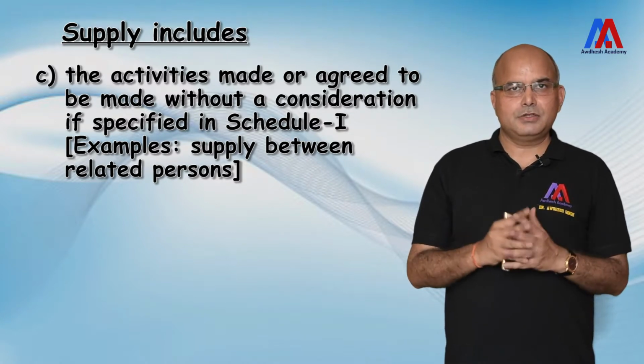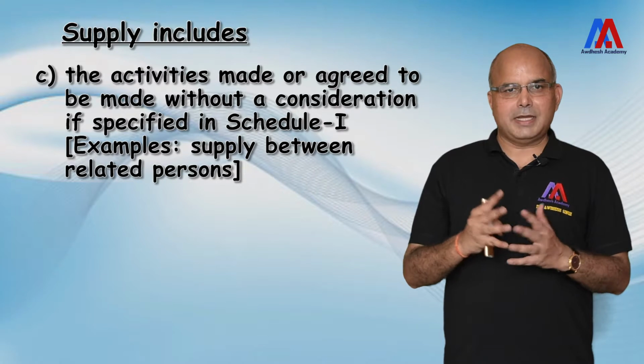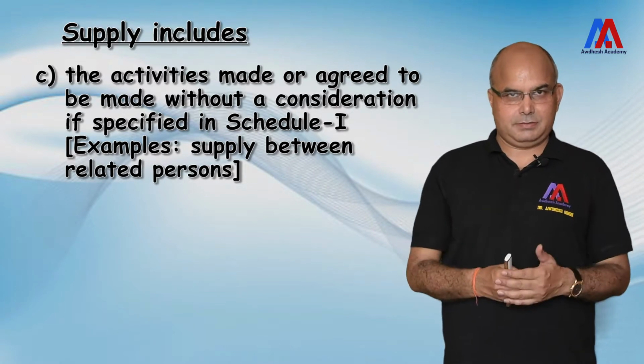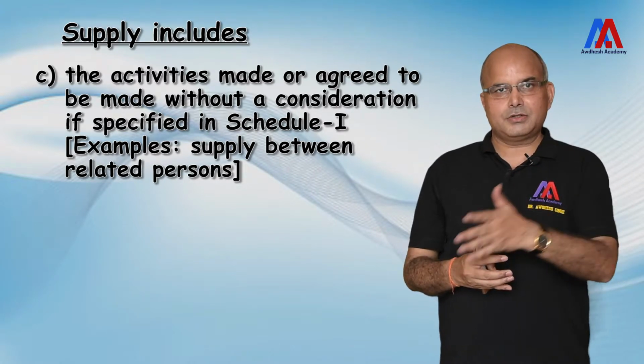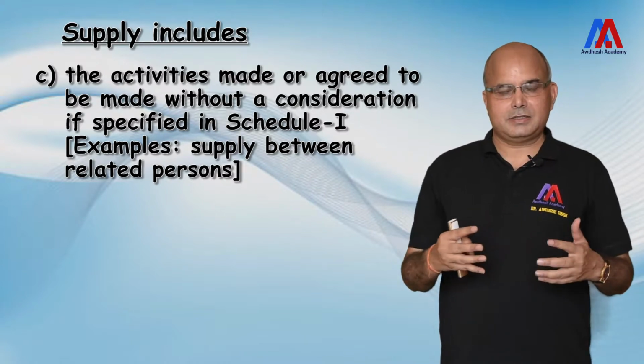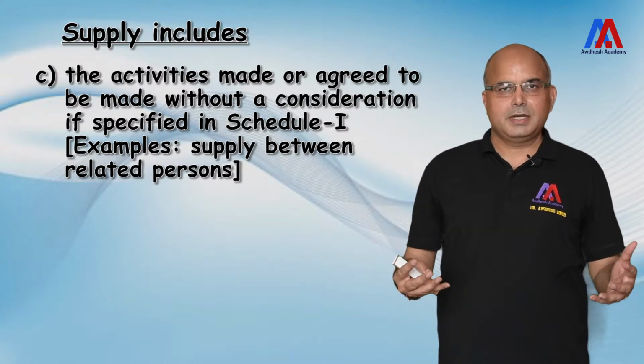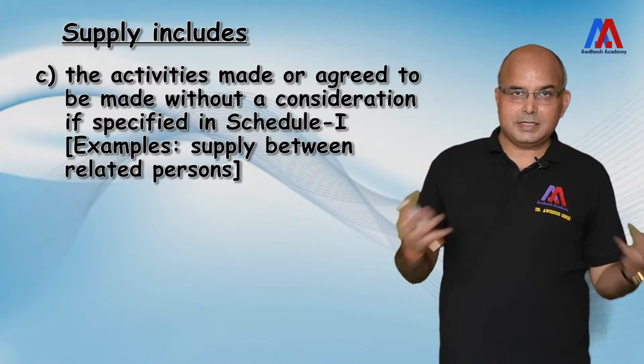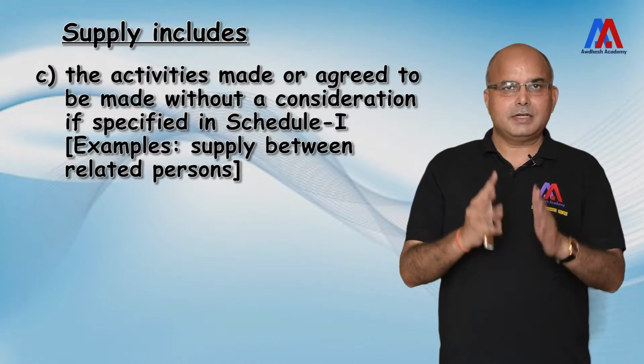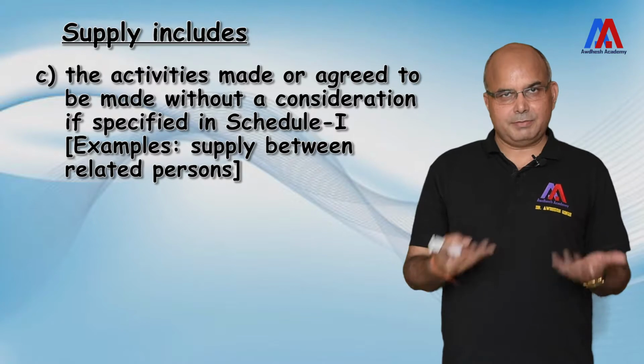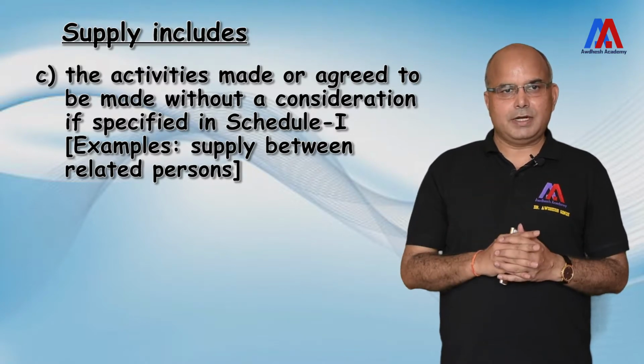So there is a list in the schedule where certain supplies, for example, supplies between related persons. One company giving supply to another company of the same parent or the same company group and therefore not charging anything. In that situation, even if there is no consideration, it will fall under the category of supply. And the list is given in Schedule 1.